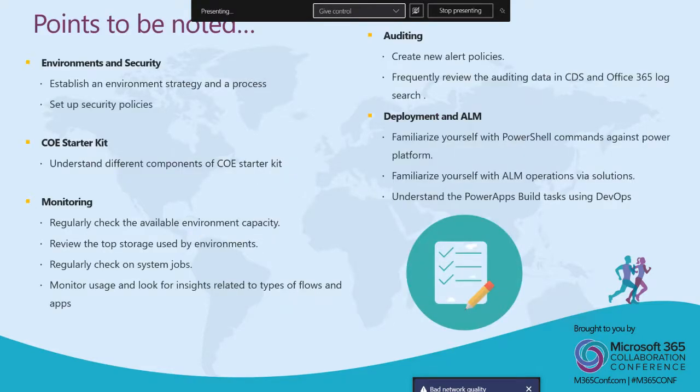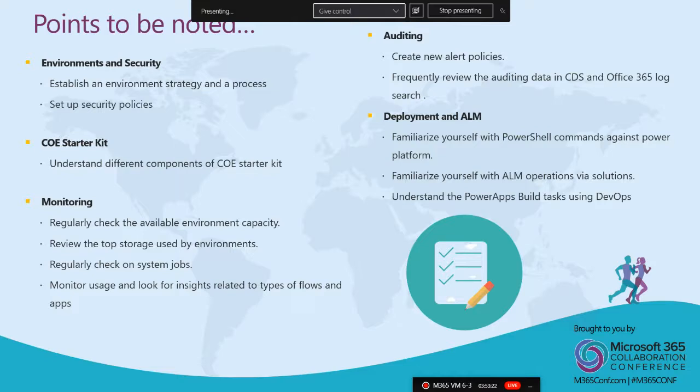So these are the couple of points that need to be noted, which is nothing but the recap of whatever we have discussed. In terms of environment and security, establish an environment strategy and a process for requesting access for or creation of environment. You set up the data loss prevention and conditional access policies. For COE Starter Kit, as I said many times, understand different components of COE Starter Kit to get more insights and make better decisions for your platform.